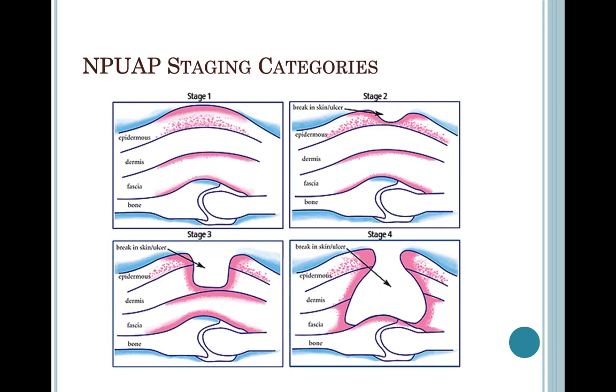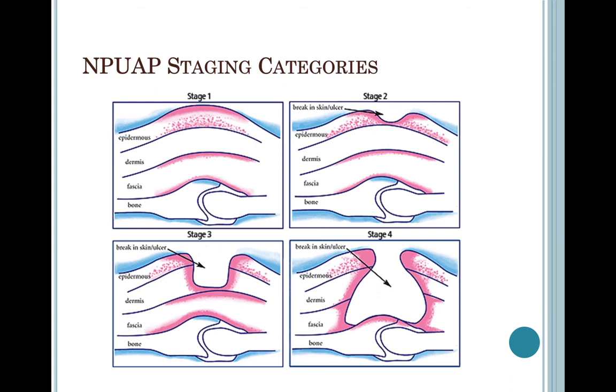So a stage 1 pressure injury, no open skin, but there is usually warmth in the area, and there's something called non-blanchable erythema. What that means is that the skin is red, and when you press on it, normally when the skin is red and you press on it, it blanches or turns white. Here it doesn't because it's been damaged by the pressure.